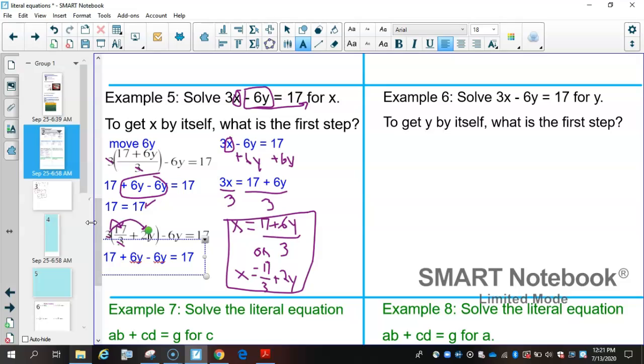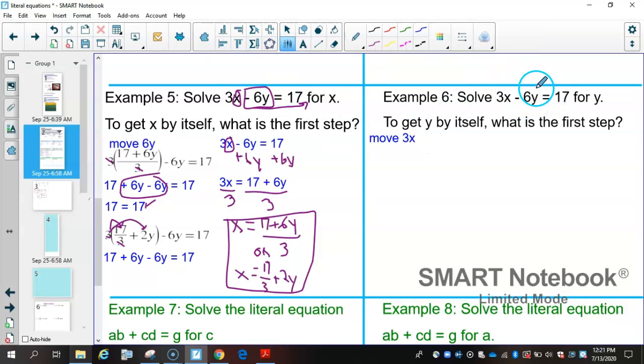Okay. Now that we've gone through a problem with two variables where we're only solving for one, and they both have coefficients, now you should be able to answer to get y by itself in this same equation. What would be the first step? Your answer should be to move the 3x. So we can't move 6y because we have to get y by itself. So that wouldn't help us get y by itself.